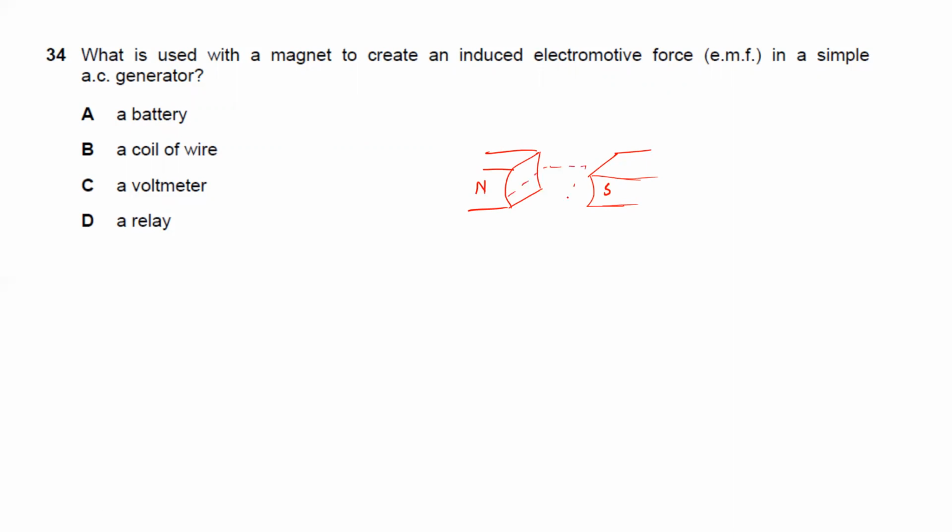So in an AC generator, we have a coil that is allowed to move inside this. Our output is an AC voltage that is collected here. So technically we do not need a battery. Then do we need a coil of wire? Yes, we need a coil of wire, or multiple coils wound together. A voltmeter basically measures the voltage, but we do not need a voltmeter to induce this. The relay is not important here. So the best answer is B.